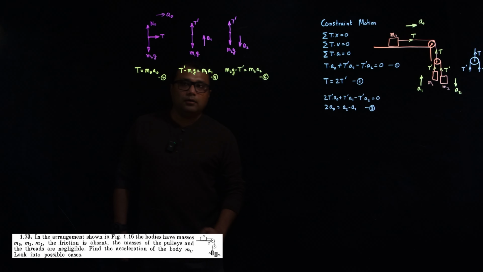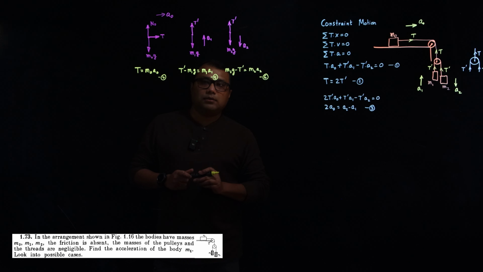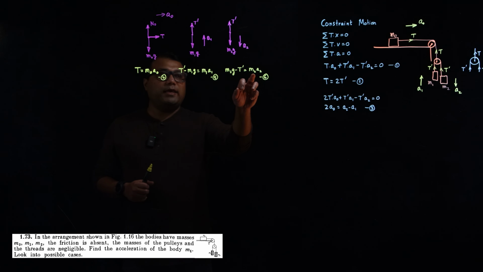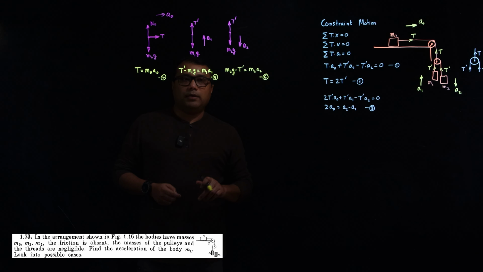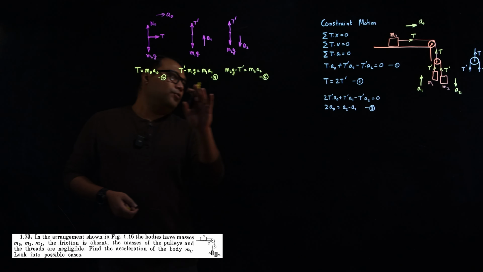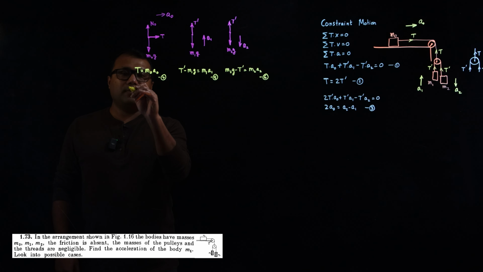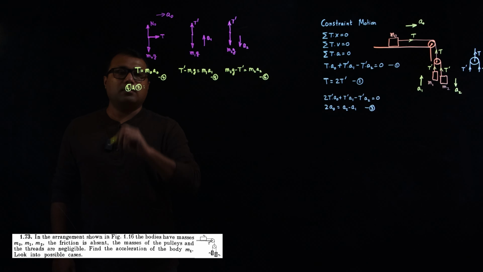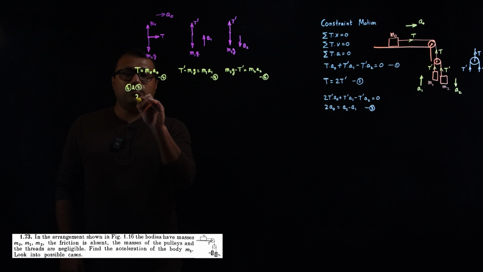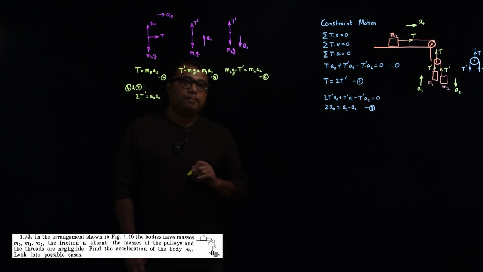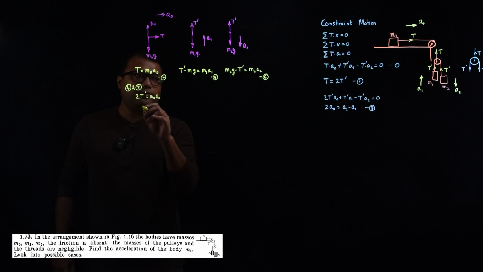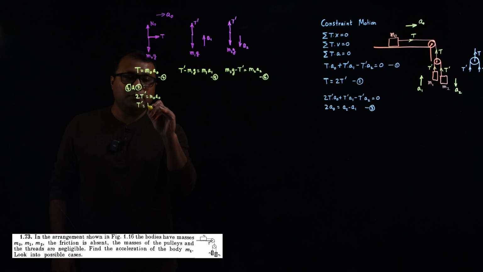Now what I can do is, let's find out A2 in terms of A0. So from 4 and 2 we can write 2T dashed equals M0 A0. Therefore T dashed is equal to M0 A0 by 2.